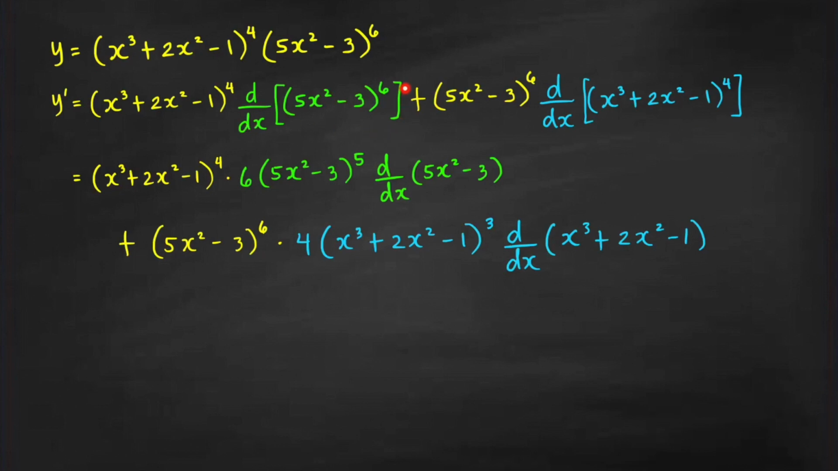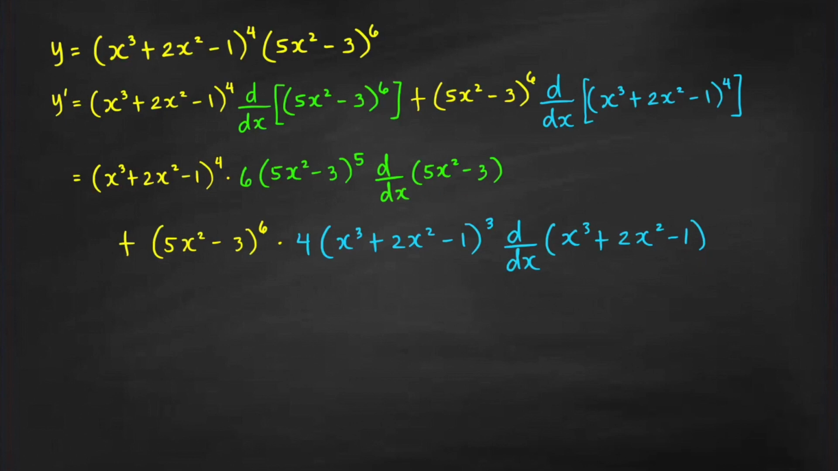And how do we take the derivative of this one? It is like a function raised to a power, u raised to n. So to find its derivative, we bring down the power and then subtract 1 from the power times the derivative of the base, the derivative of u with respect to x. And then this one here, we apply the same rule. We bring down the power, so that is 4, subtract 1 from the power, so it becomes 3 times the derivative of the base, which is x cubed plus 2x squared minus 1.